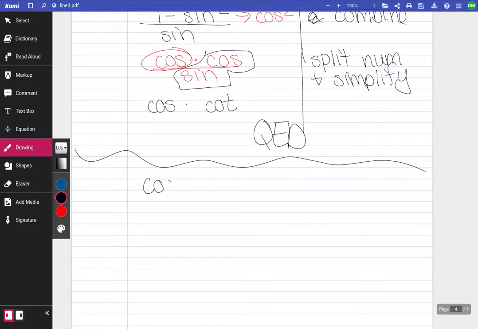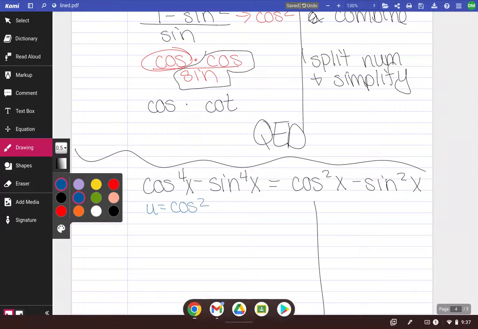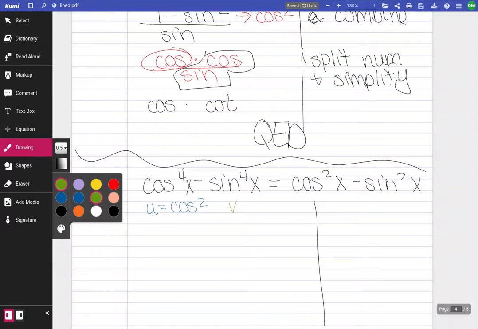I'll do this one because I know one similar to this comes up on the homework and a lot of kids were freaking out about it. So cosine to the fourth of x minus sine to the fourth of x equals cosine squared of x minus sine squared of x. Now, I would use a u sub on this one, and I'm going to set u to equal cosine squared, and I'm going to do a v substitution for sine squared.